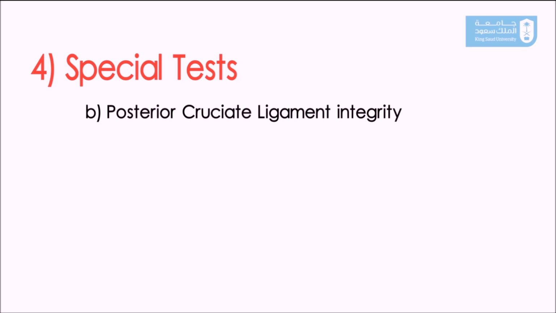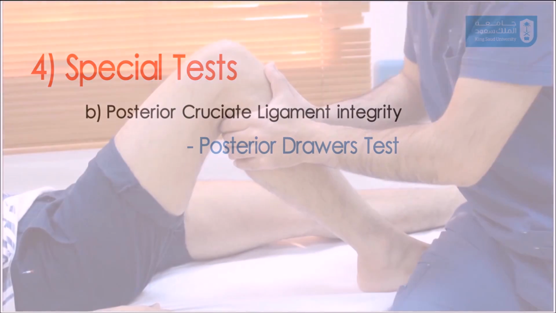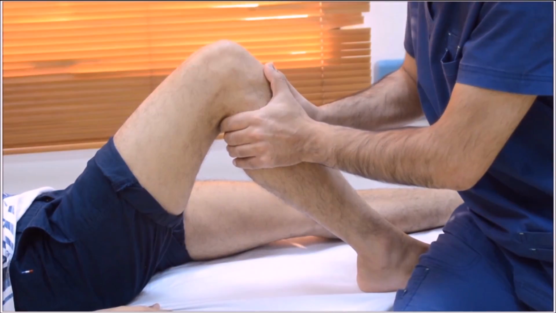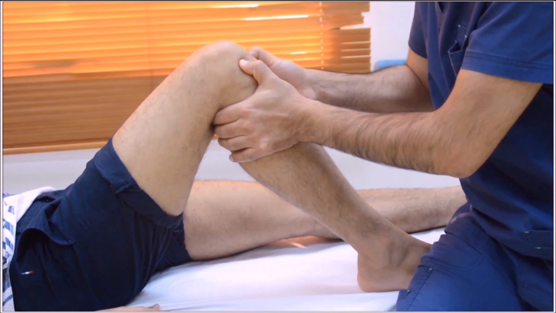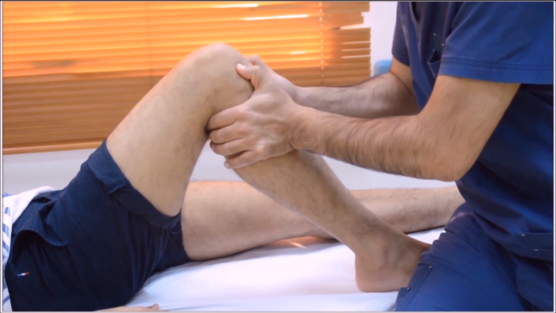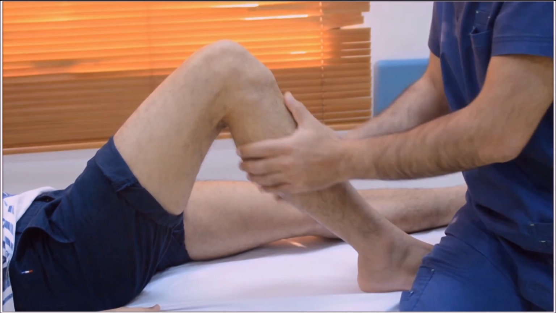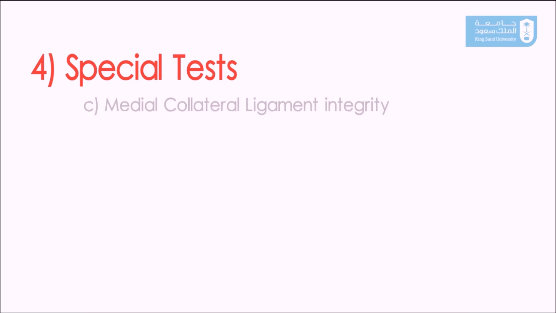To assess the integrity of the posterior cruciate ligament, perform the posterior drawer test. Same as before, follow the same steps of the anterior drawer test, except this time you're going to push the leg back to assess the integrity of the posterior cruciate ligament.